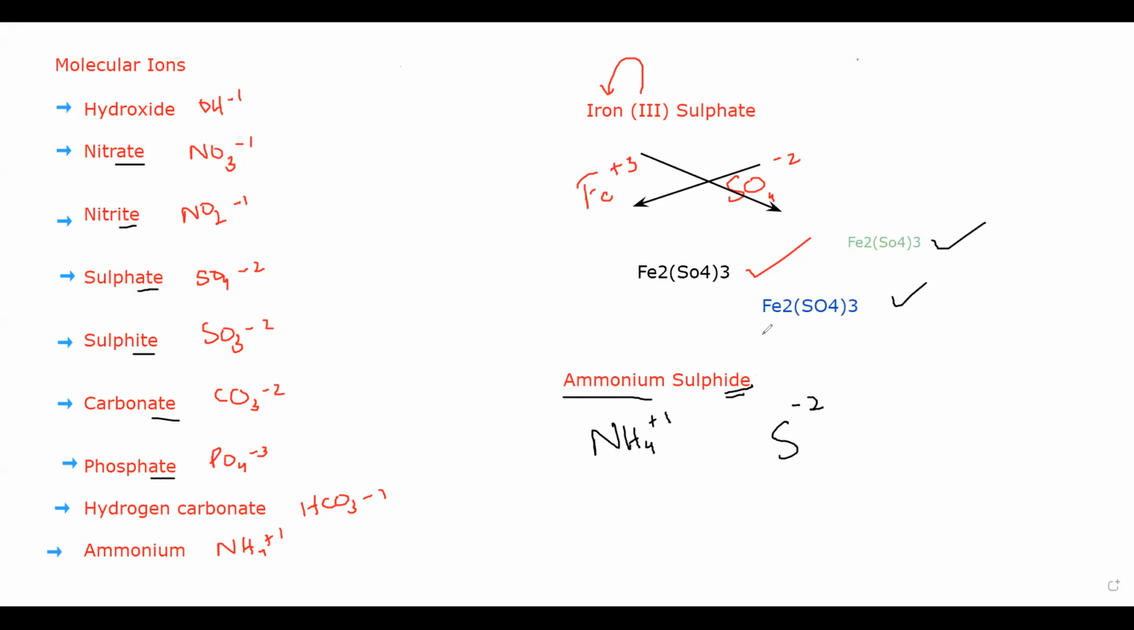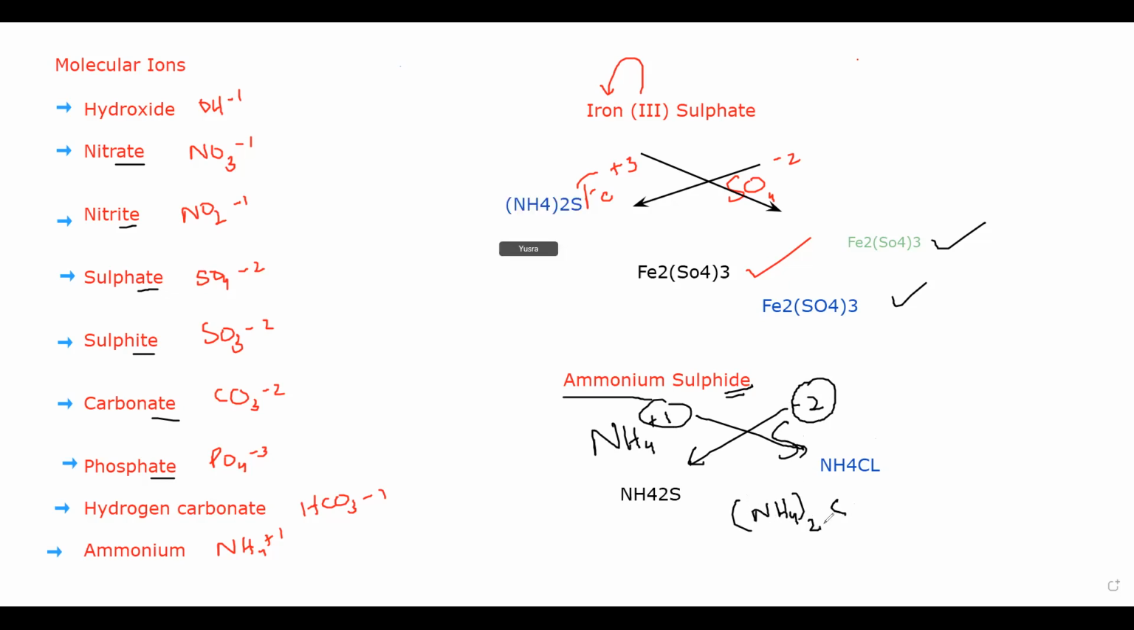The chemical formula for ammonium sulfide. Sulfide, sulfur, not chlorine, sulfur. So because it's an ion, when you cross multiply, this 2 is with sulfur, so that will come with ammonium. And this 1 is with ammonium, will come with sulfur. So because it's a molecular ion, when 2 or 3 are there, we put in a bracket. So it will be NH4 in a bracket 2 S. Yeah, that's right. So ammonium sulfide, this is the right way as it should be in a bracket.